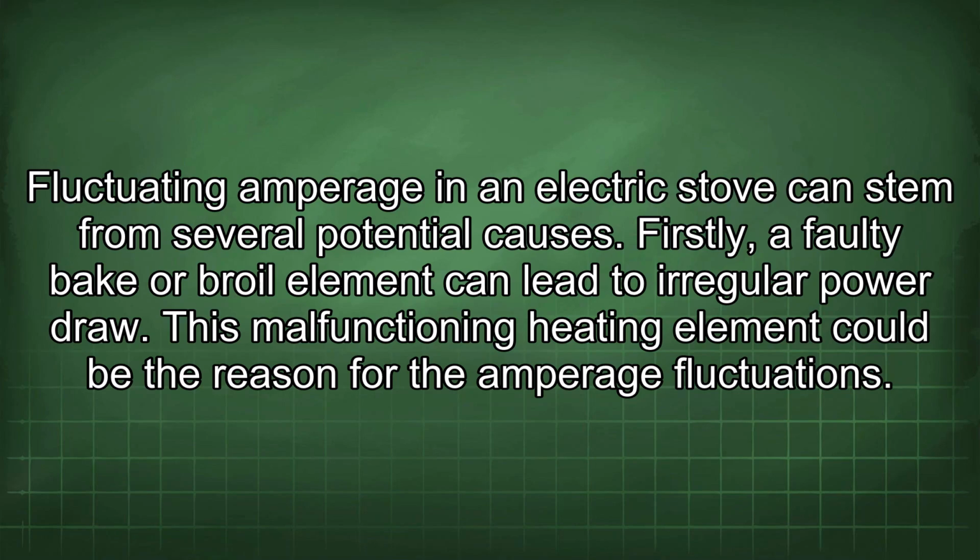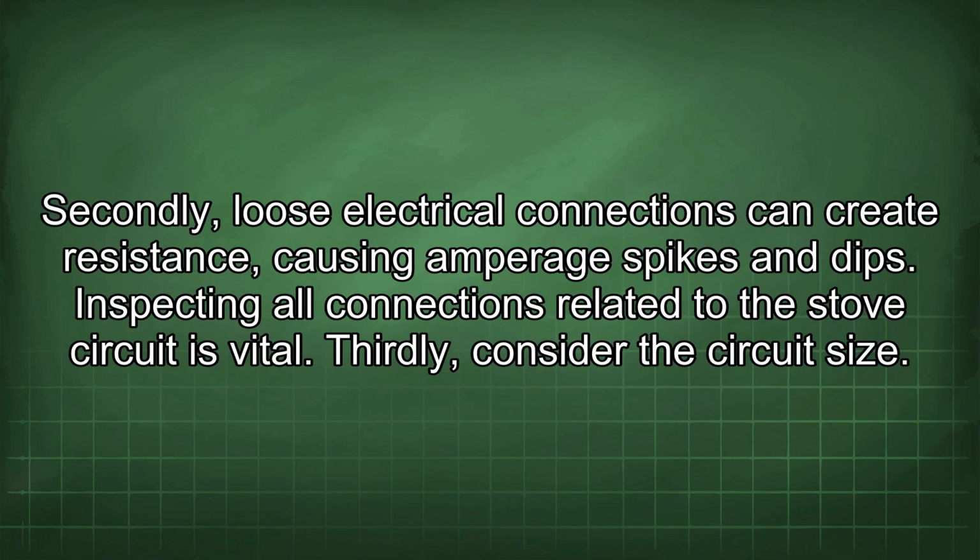Fluctuating amperage in an electric stove can stem from several potential causes. Firstly, a faulty bake or broil element can lead to irregular power draw. This malfunctioning heating element could be the reason for the amperage fluctuations. Secondly, loose electrical connections can create resistance, causing amperage spikes and dips. Inspecting all connections related to the stove circuit is vital.